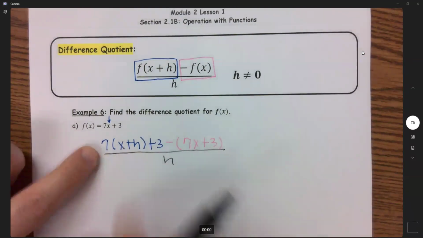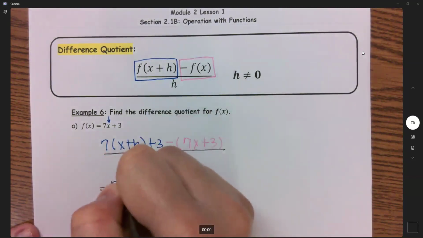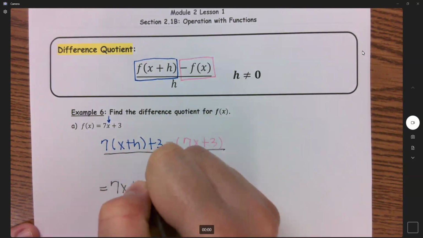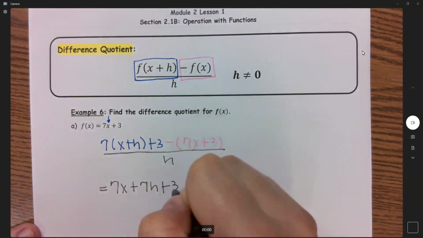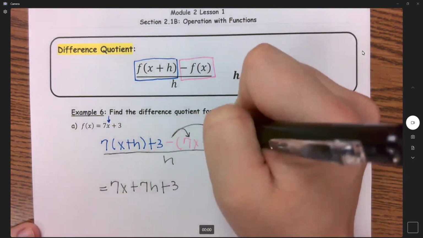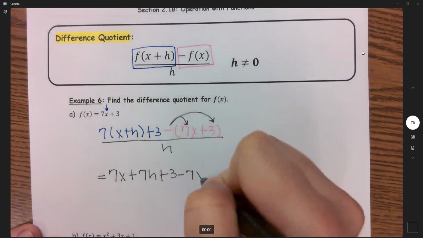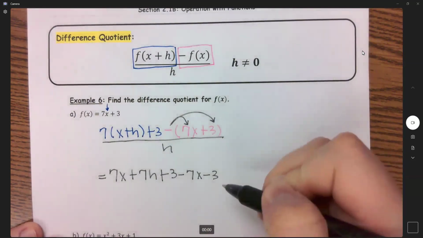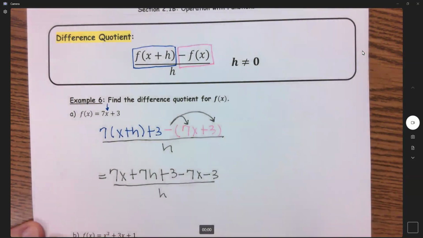Okay, so now let's evaluate. When I distribute in the 7, we get 7x plus 7h. Bring down your 3. Now I'm going to distribute this negative inside my parentheses. Negative 7x minus 3. And this is still all over h.